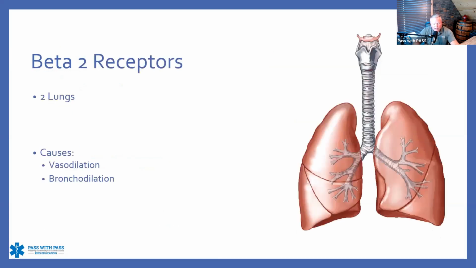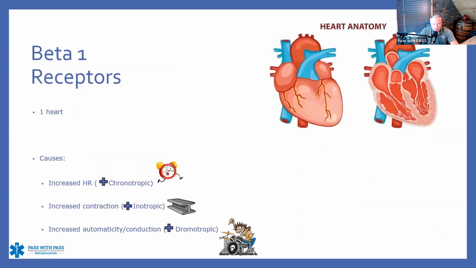Beta 1, you guys have all heard this many, many times, I'm sure. Beta 1 is going to be located in the heart, and that's your inotropic and chronotropic effects. As I told you, I'm not going to spend a ton of time here because we've already talked about some of these things and how they end up working.